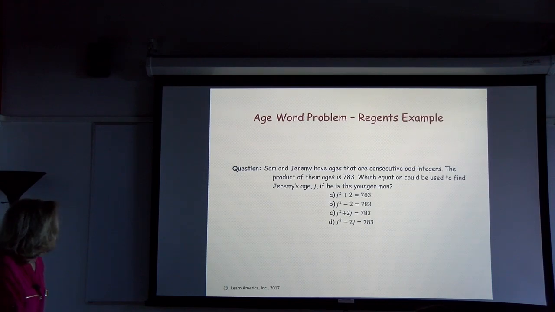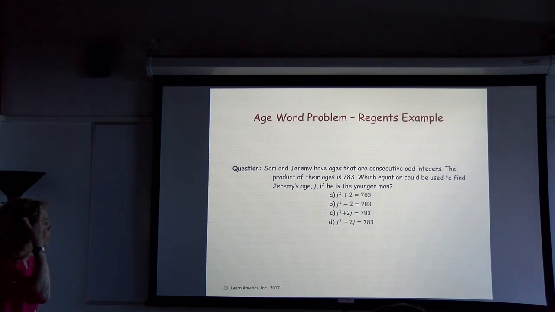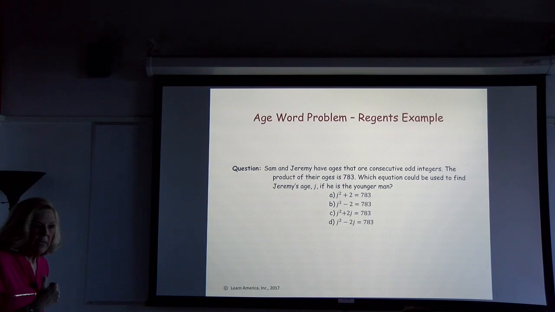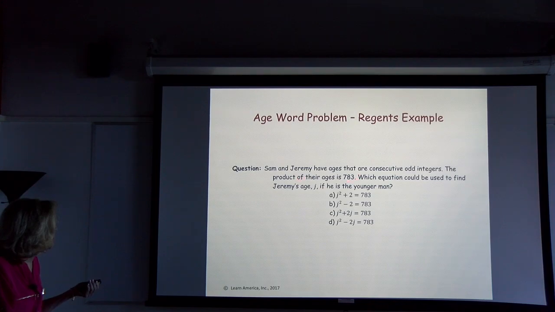Okay? So let's see, the product of the ages. And which equation could be used to find Jeremy's age, J, if he is the younger one? So if Jeremy is the younger one, and that's represented by J, how are you going to represent Sam's age? Sam's the older one. Right, J plus 2, and then what you're going to do is take J, it's a product, times J plus 2 is 783.